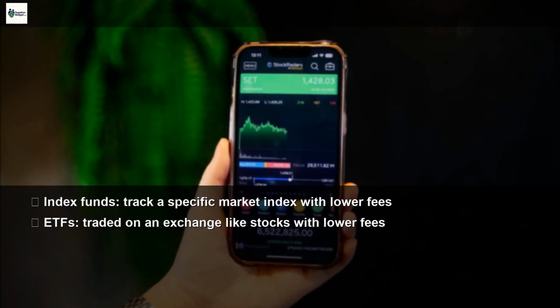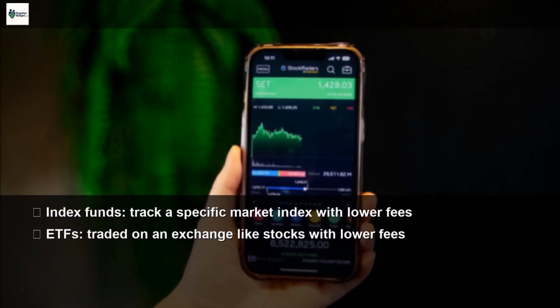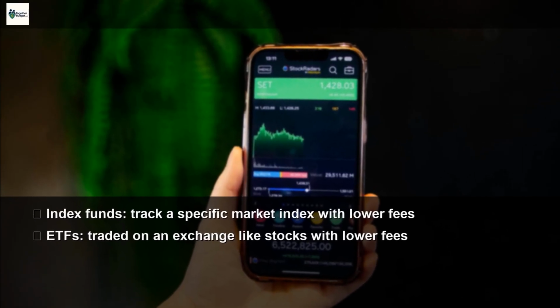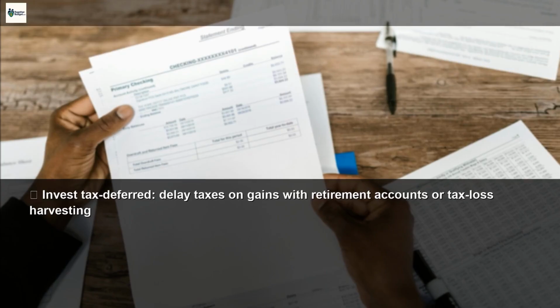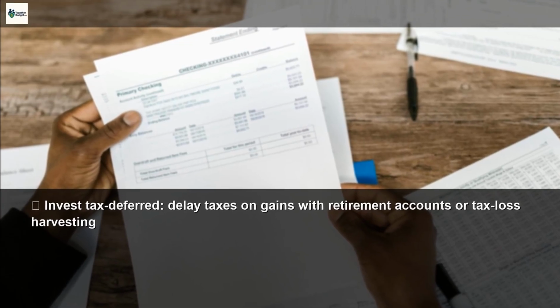Comparing fees and expenses across different investment options is essential. Look for low-cost index funds or ETFs, which often have lower fees than actively managed funds. Taxes can significantly impact your investment returns.